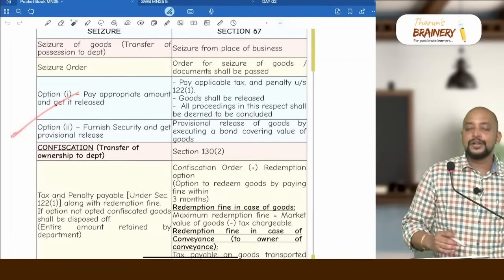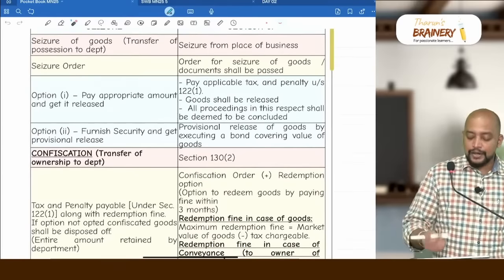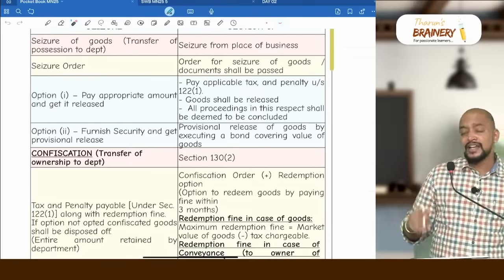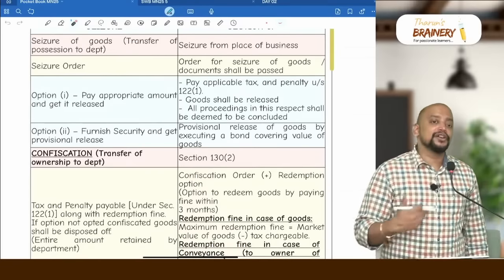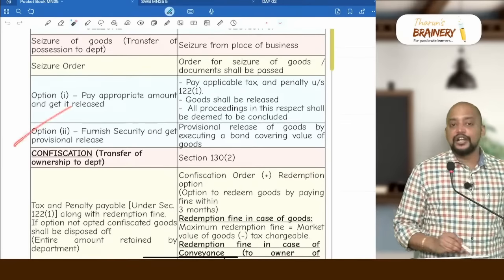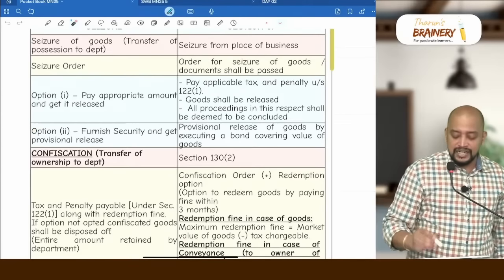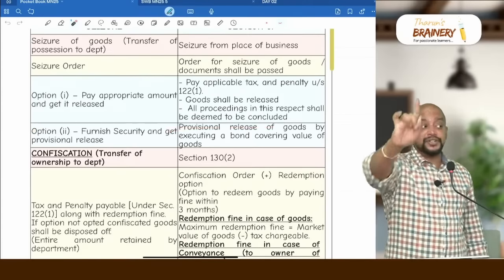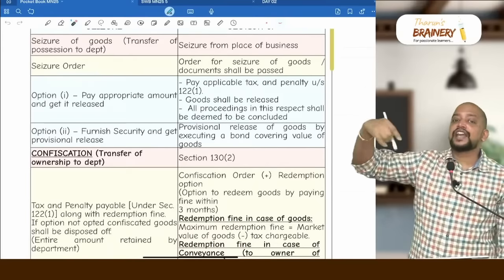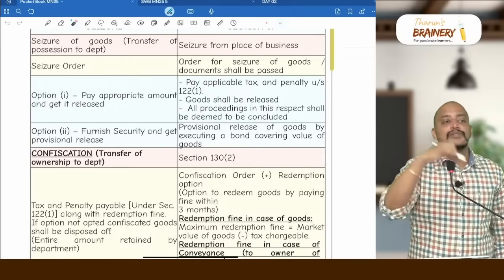And option 2: but I don't have money to pay. I don't have money to pay, moreover I am not selling the goods. These are unaccounted goods, I agree, but I am not selling. Why should I pay? Then in that case I will execute a bond. When I execute a bond, they will do provisional release, not final release, which means the proceedings are not concluded. And whenever I sell these goods, at that time I need to pay the tax and applicable penalty.